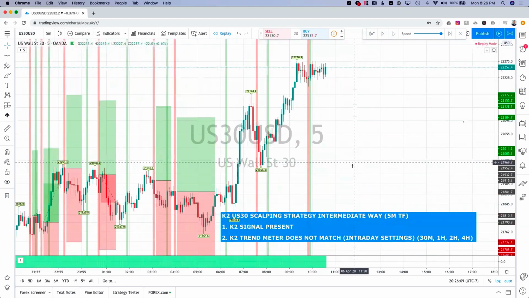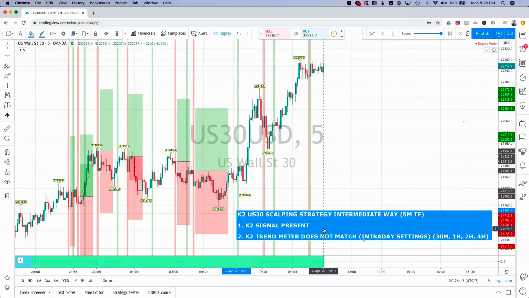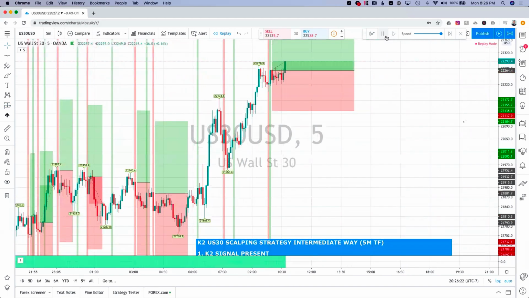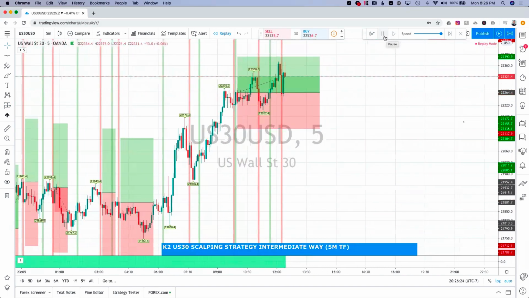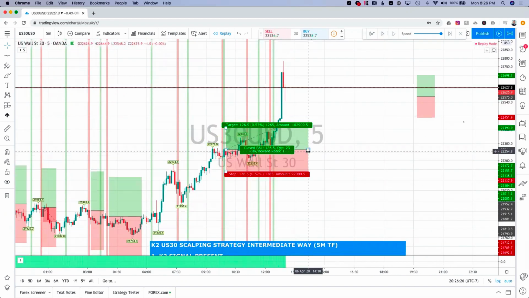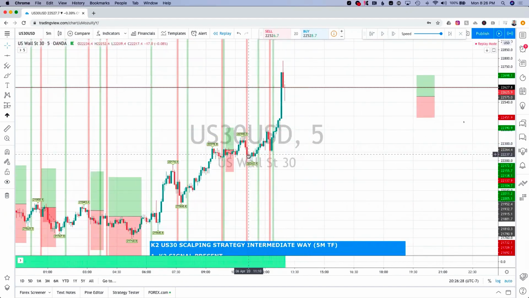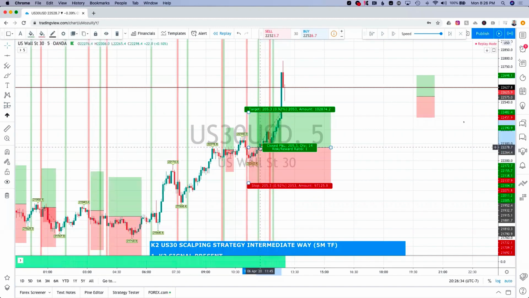So right here we could have entered using the original strategy. Instead of them not matching, we have a K2 signal, and then we make sure that it matches the trend meter. They're both green, so we'd enter a buy position right there. And then you just let it run, profit target. You could add a pullback entry right here. You'd have your buy stop right here, a trigger, profit target 2,000 pips.